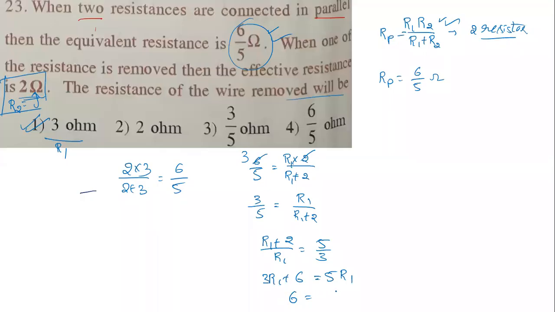So we are doing this question. So 6 equals 2 times R1. Then what do we get now? R1 equals 3 ohm.